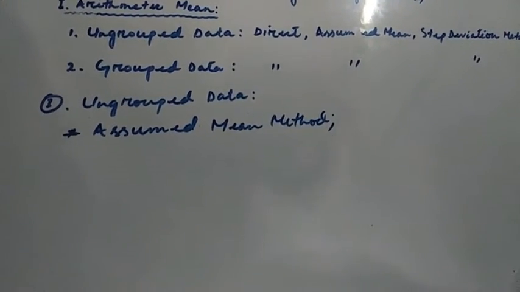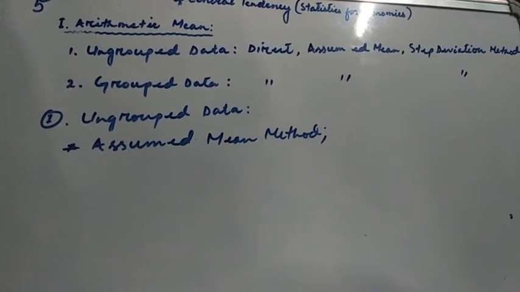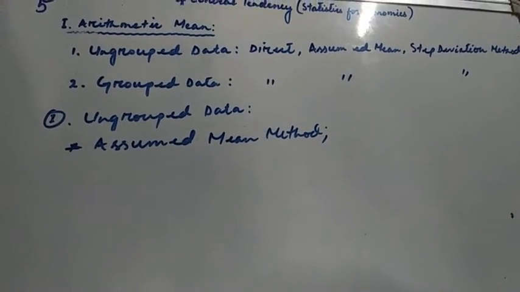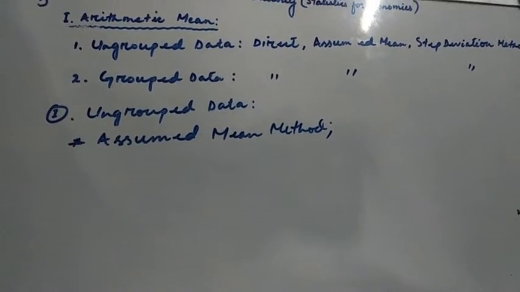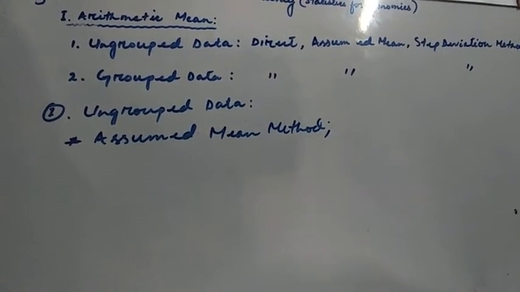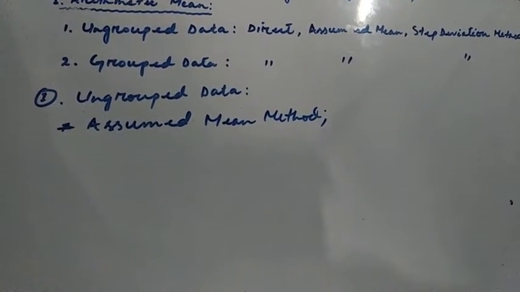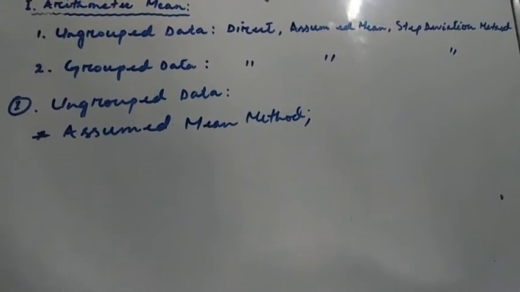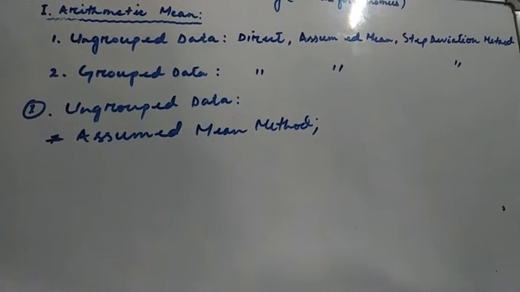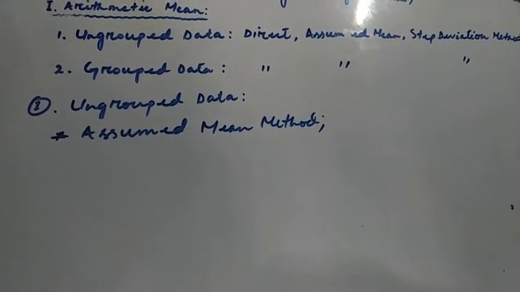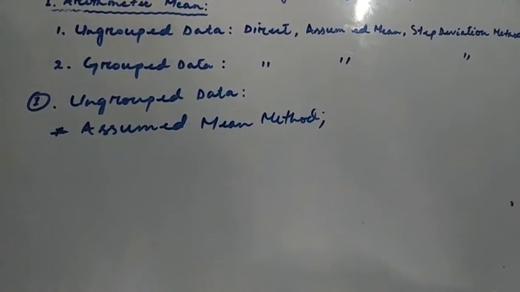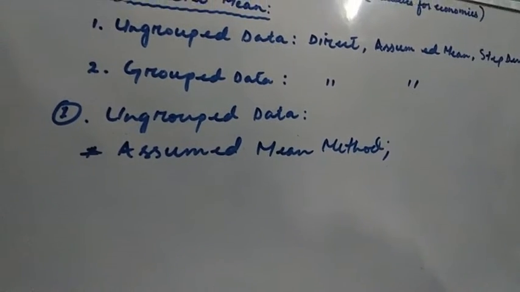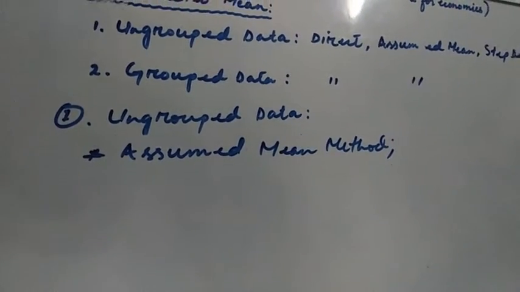Then after that, you take deviations of the assumed mean from each of the observations. After that, you take the summation of these deviations and divide it by the number of observations in the data. So the actual arithmetic mean is estimated by taking the sum of the assumed mean and the ratio of the sum of deviations to the number of observations. So symbolically, for the assumed mean method, we can write like this.